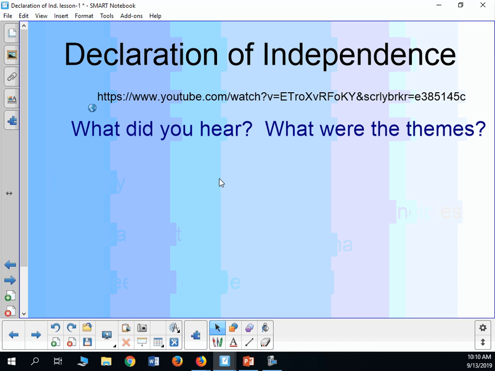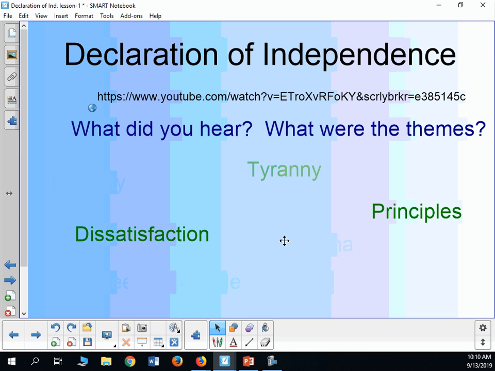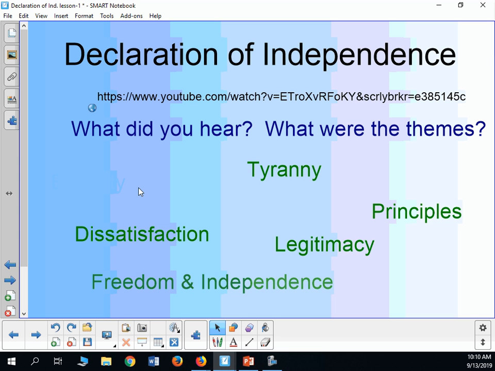Then we identified from this the themes that we saw from within the declaration. And let me tap on these to show you, and I've got one more here somewhere. There it is. All right, there are six themes that we're focusing on: equality, dissatisfaction, freedom and independence, tyranny, legitimacy, and principles. All of these are included in the declaration.